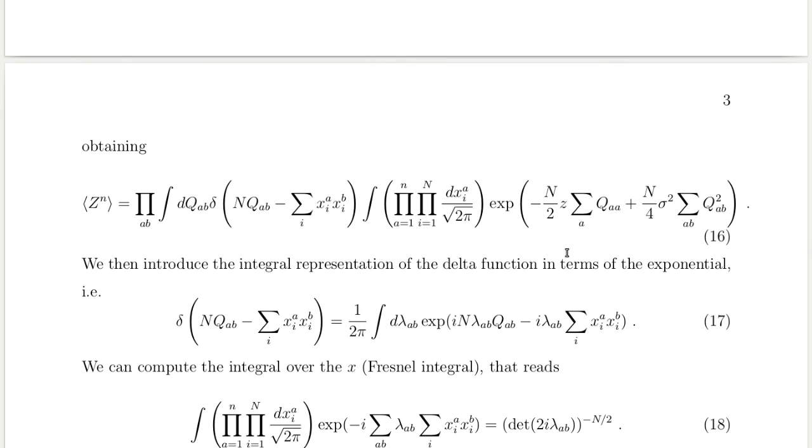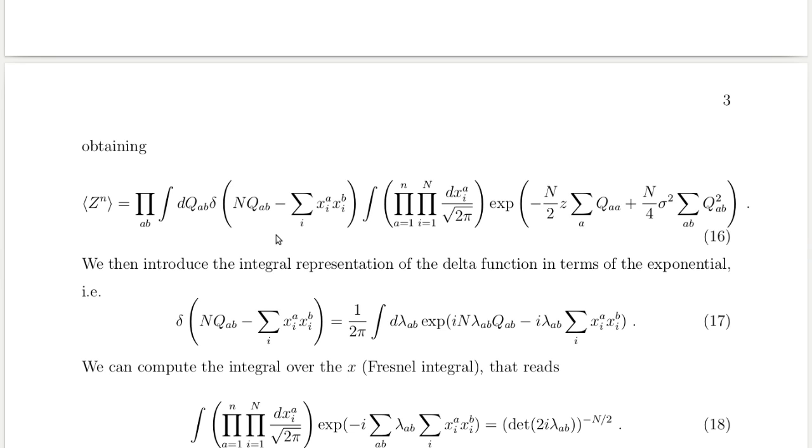Okay, so let's recap what we've done until now. We introduced the replica index, and we have two integrals: one integral over the randomness of the matrix and one integral over the degrees of freedom. We integrated over the randomness of the matrix, and we are left with the integral over the degrees of freedom. Next, we want to do a change of variables and write this overlap of the degrees of freedom in terms of new variables that we call capital Q. At this point, we are left with expression 16, where there is this delta function.